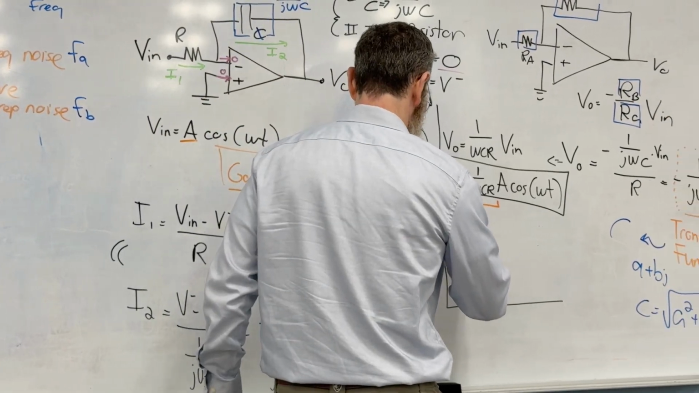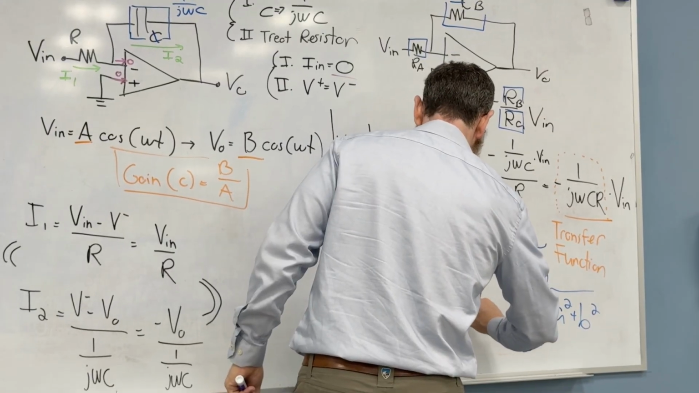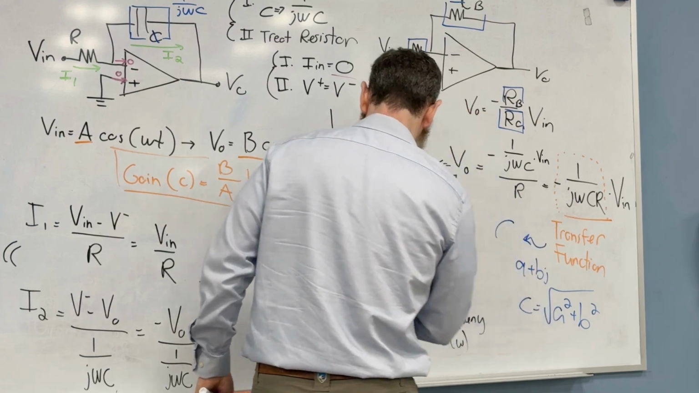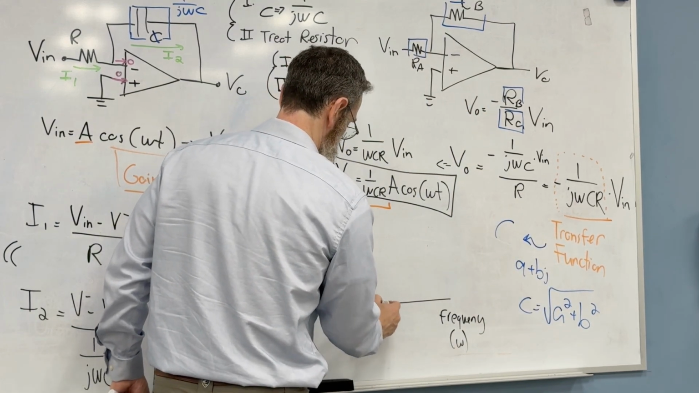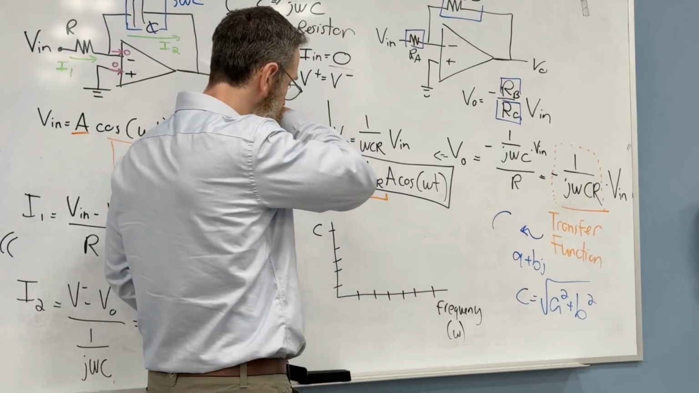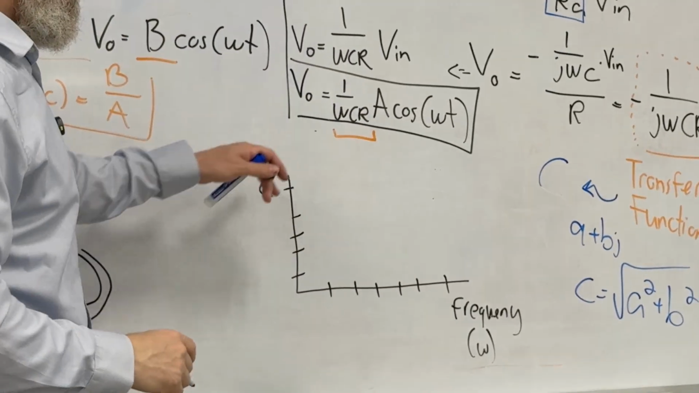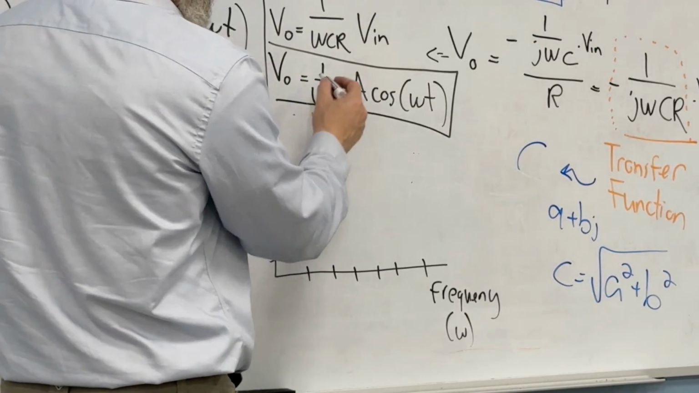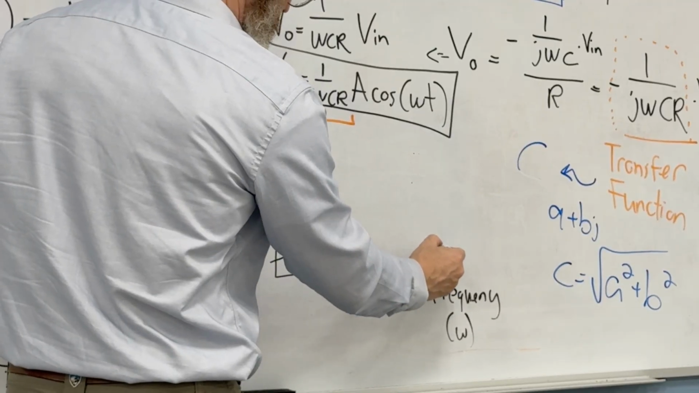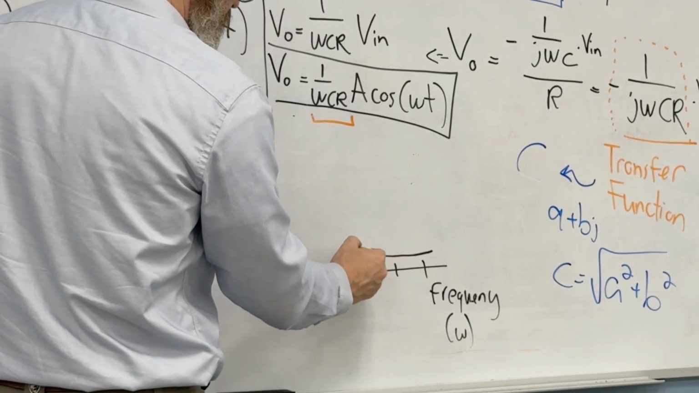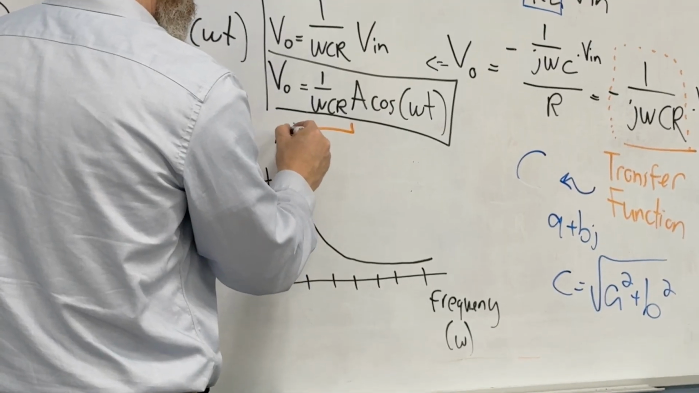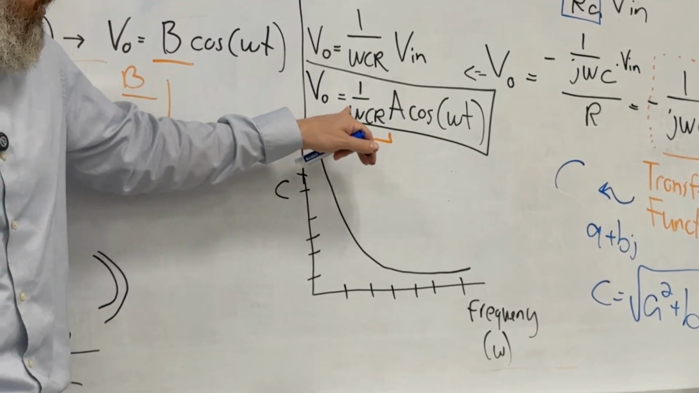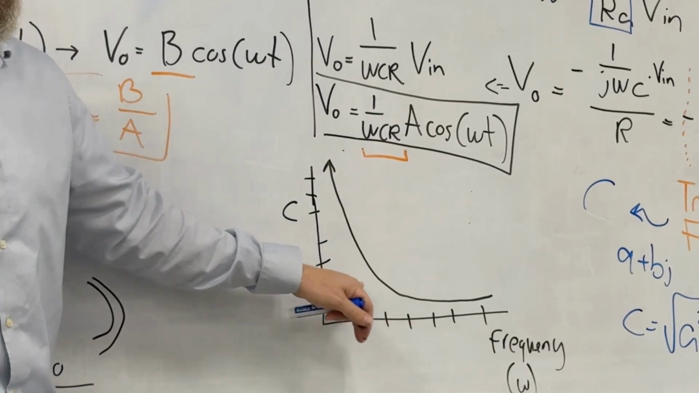So here we have, let's say, our C, and here we have our frequency, W. And irrespective of what C and R will do, you can see that as W gets big, this will be small, but as W gets smaller and smaller, this will blow up. For smaller and smaller W's, the gain starts to increase more and more.